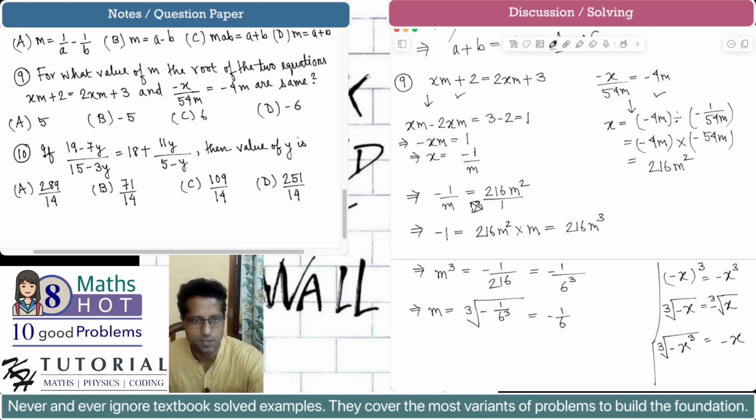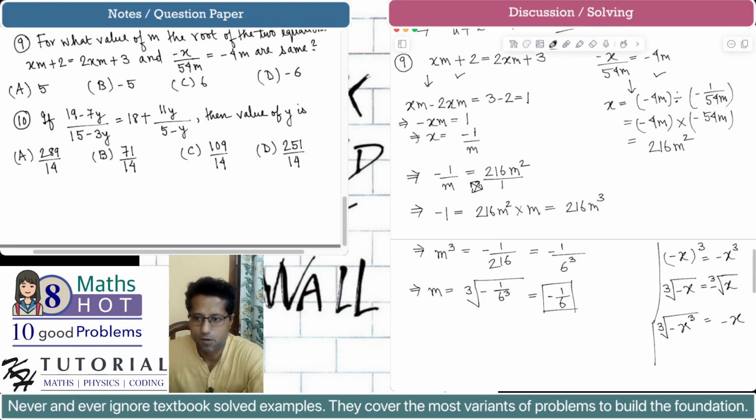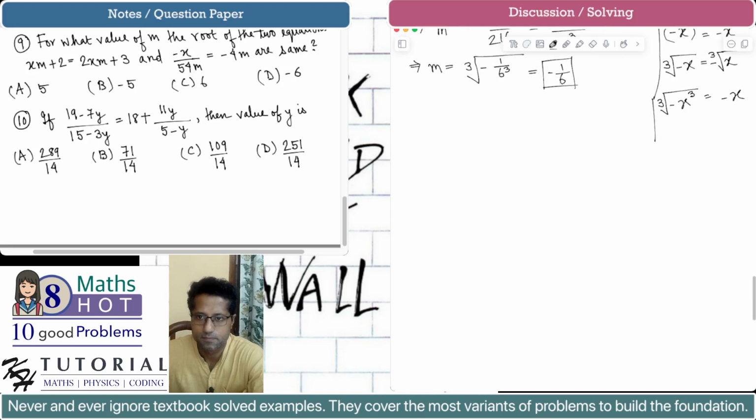I think I made some mistake in providing the choices in question number 9. Sorry, it's my mistake. So the correct value of m is minus 1 by 6. Okay, let's do the last problem, that is problem number 10.